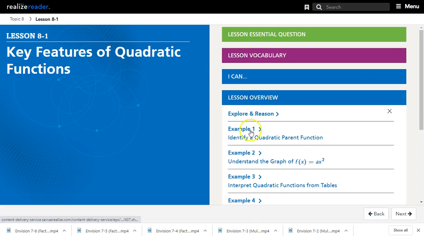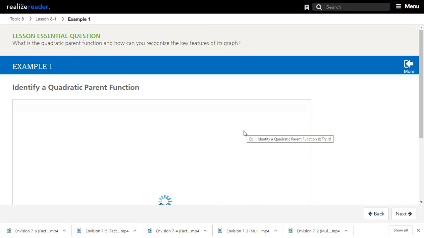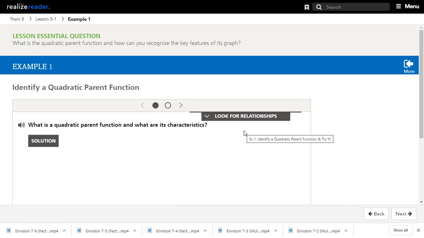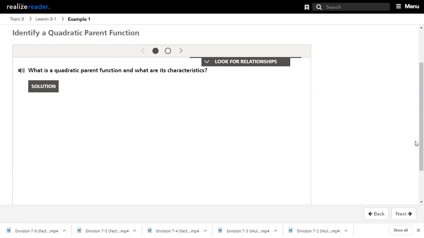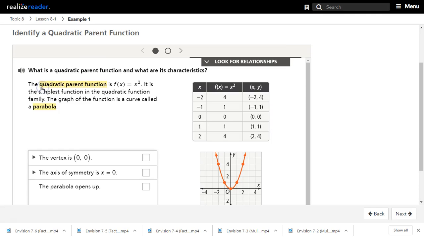Lesson 8.1, example 1. It says identify a quadratic parent function. So what is a quadratic parent function and what are its characteristics? Does anybody know the parent function for the quadratics? You just said it. F of x equals x squared. Very good. You can read. Awesome. Okay? It is in your book. So, it is f of x equals x squared.